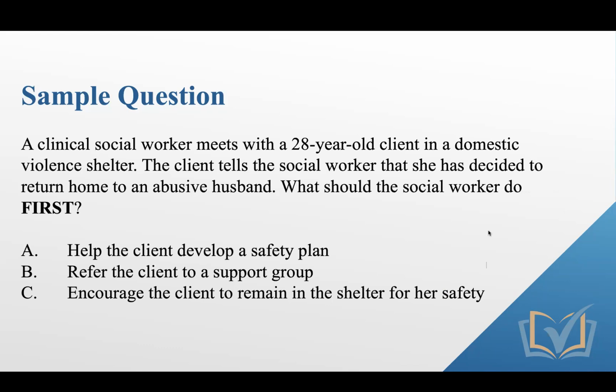Let's read our answer options. A, help the client develop a safety plan. B, refer the client to a support group. Or C, encourage the client to remain in the shelter for her safety. So our client is a 20-year-old client that's in a shelter. And the problem is that she tells the social worker that she wants to return home to an abusive husband. So what's the first thing I'm going to do to solve this problem? I'll give you guys 30 seconds to answer this question. Take your time.